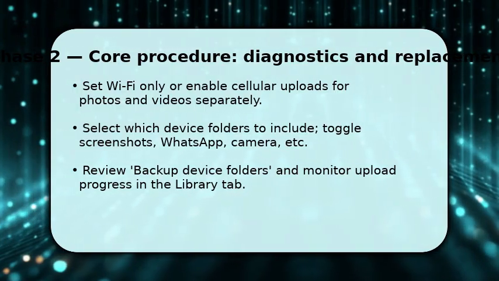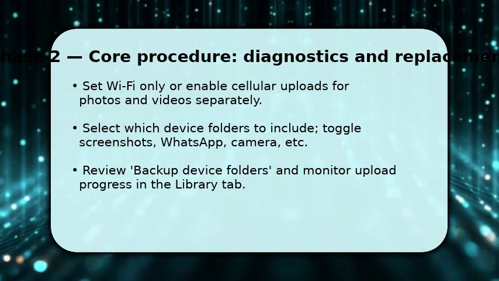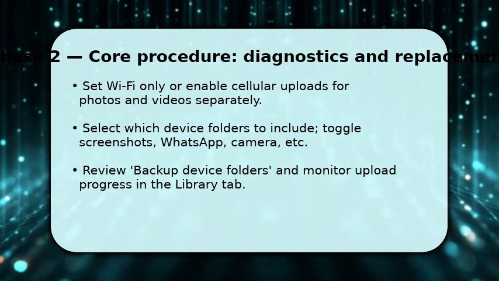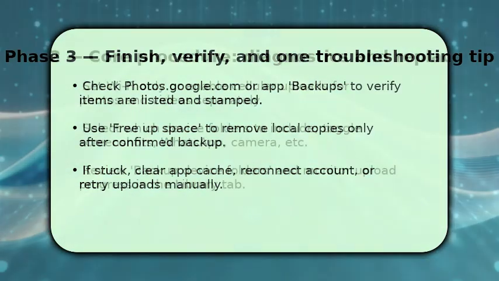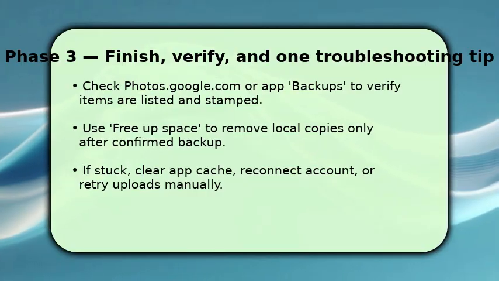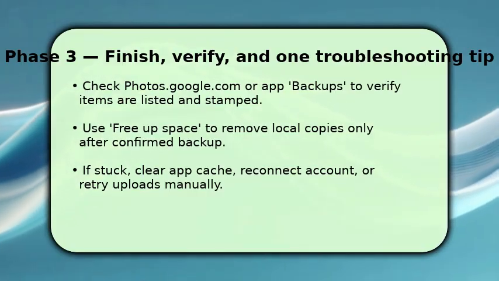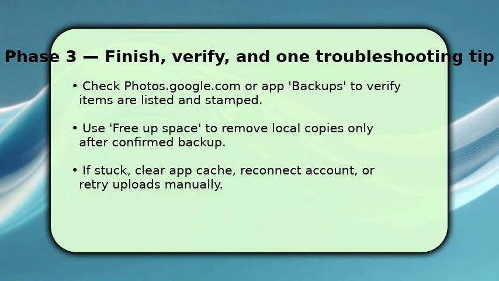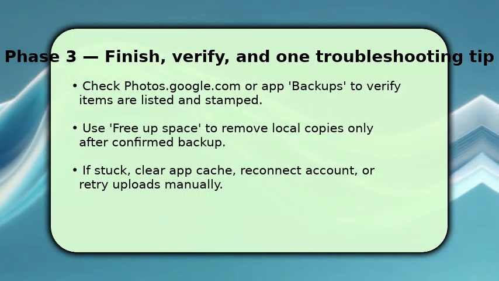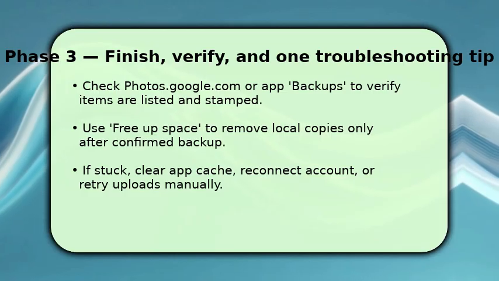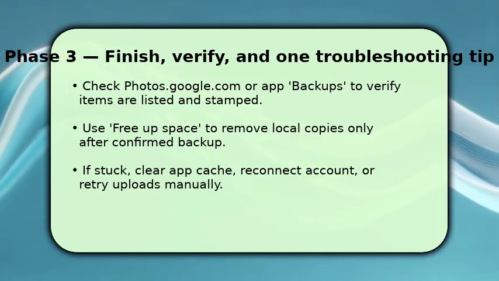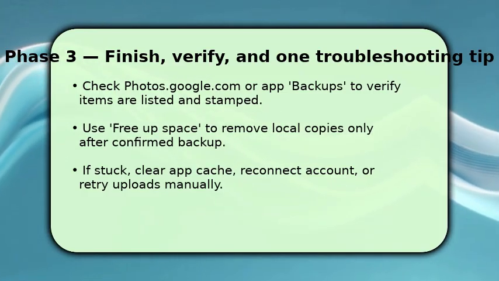This helps you spot stalled items, so you can retry or prioritize important albums once the bulk transfer finishes by verifying that photos appear in your account online. Open photos.google.com or the app's backups view to confirm timestamps and counts. Once you see everything uploaded, use Free up space in the app to remove local copies safely and reclaim storage.